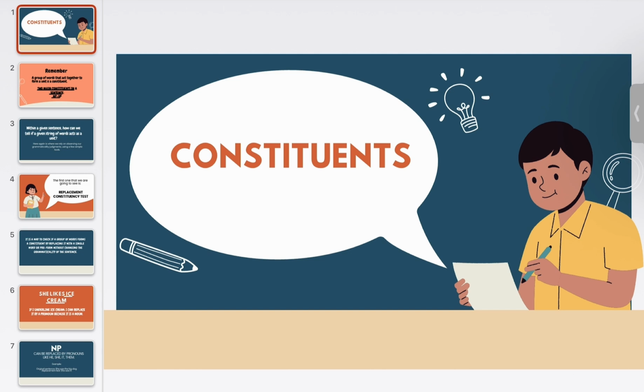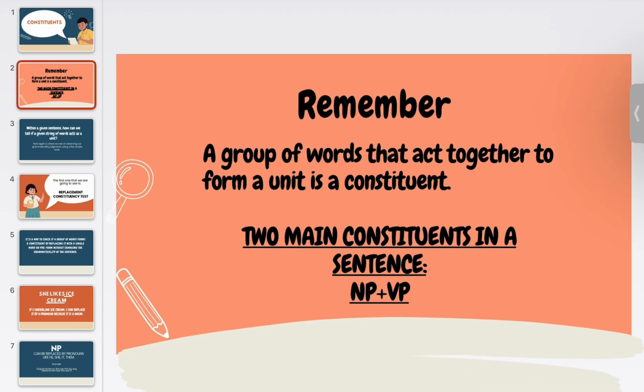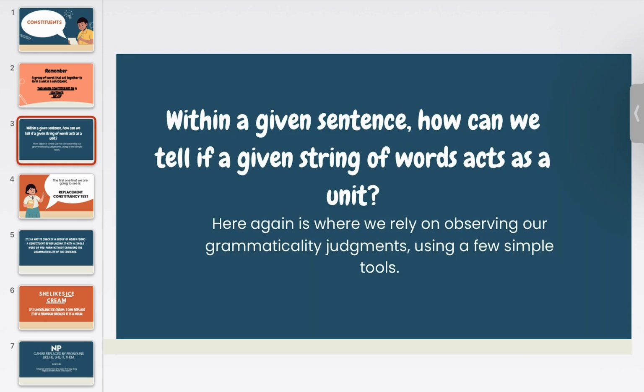So first of all, here I have a reminder of what a constituent is: a group of words that act together to form a unit. Remember that I told you in class that sometimes it is just one word, and in some cases, it is a group of words. And as I was telling you, there are two main constituents in a sentence, an NP and a VP. If you know this important information right now, it means that we can go to the next level.